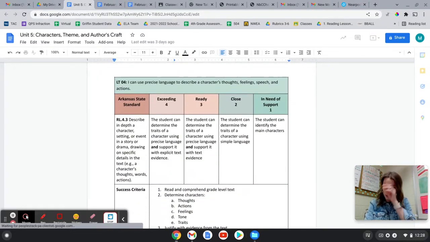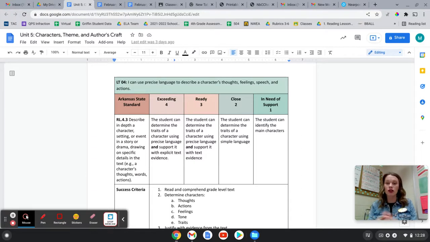All right, let's look at our rubric, okay? So remember, we talked about how we want to make sure that we're describing characters not with little language, not with simple language, but with good, precise language. The word sad, gone. Mad, gone. Scared, gone. I want big, nice words that you're going to use to describe your characters today, okay?